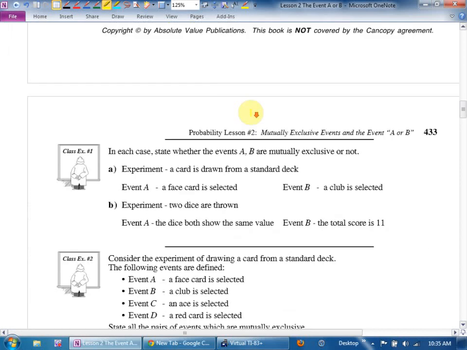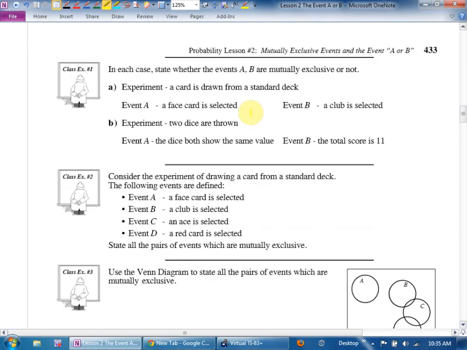So very quickly, we're not going to write stuff down. We're just going to do these orally. If we draw a card from a standard deck, are events A and B mutually exclusive? Yes or no? No, you can be a face card and a club. So they're not. There would be an overlap. I'd have to think that through if I was calculating this out.